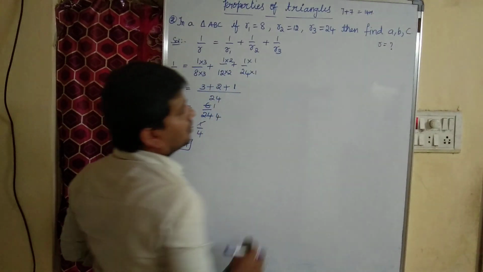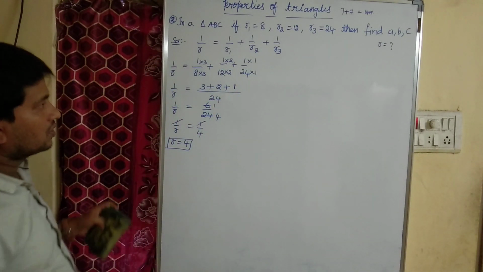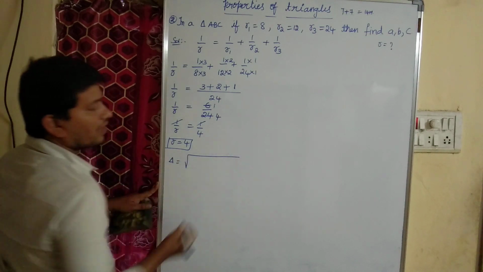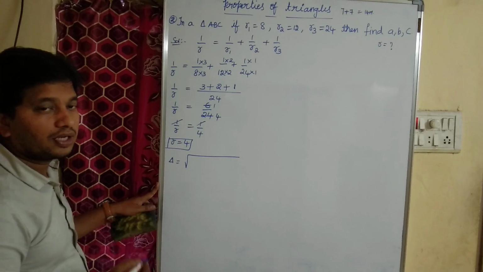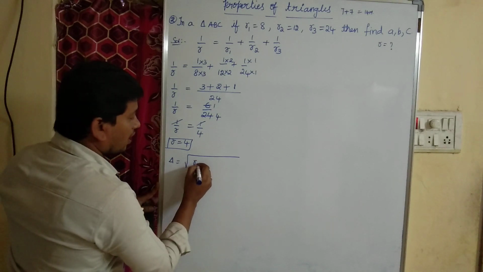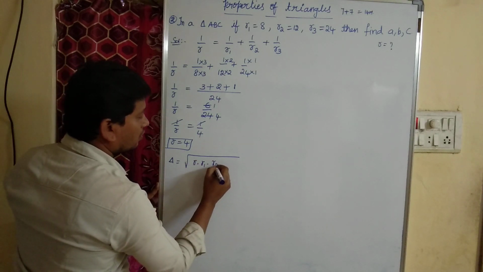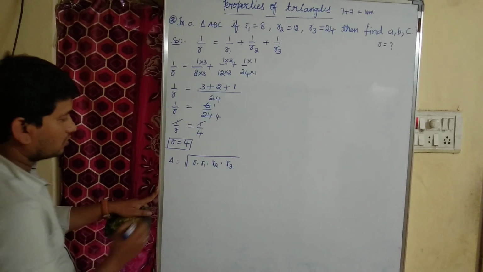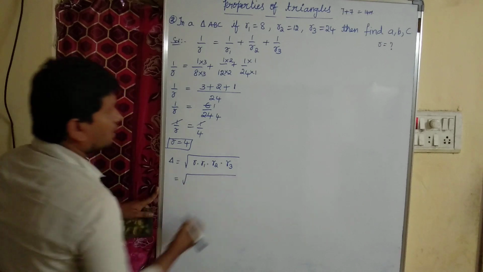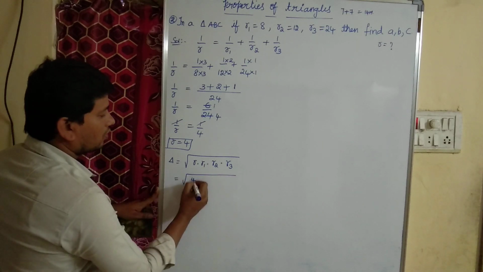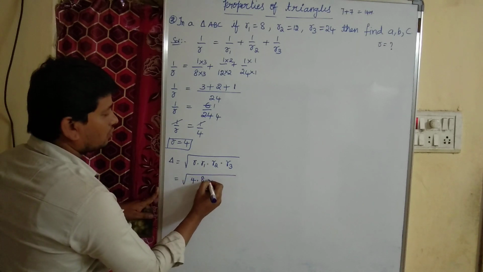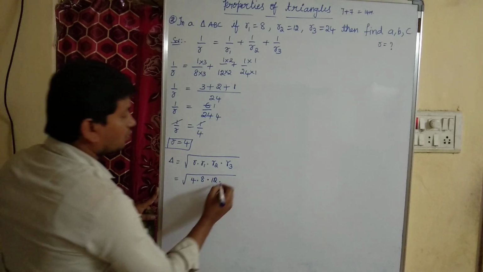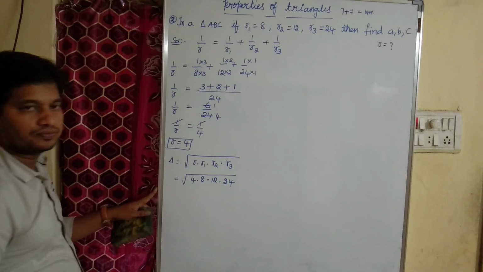Now, let us find delta. So what is the formula of delta? If we know the values of R, R1, R2, R3, the formula for delta is root over R into R1 into R2 into R3. That is equal to root over R value 4 into R1 value 8 into R2 value 12 into R3 value 24.